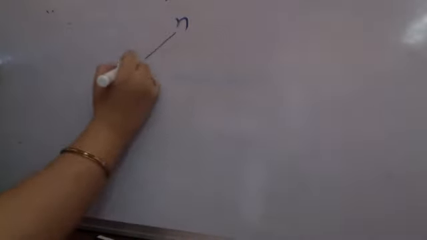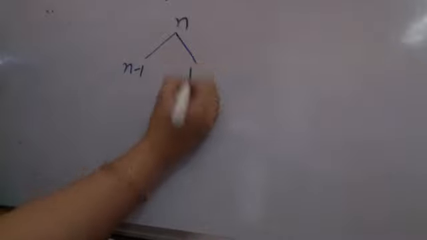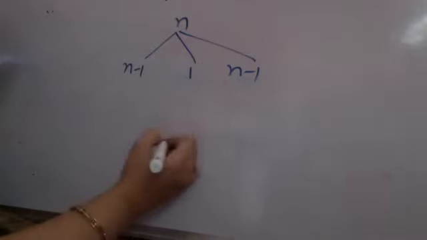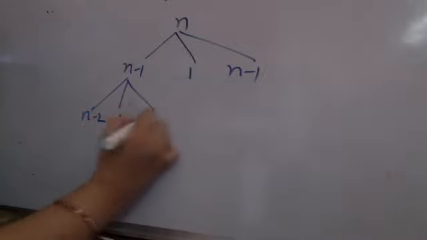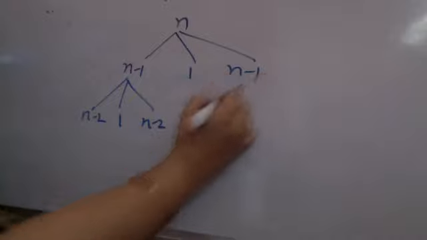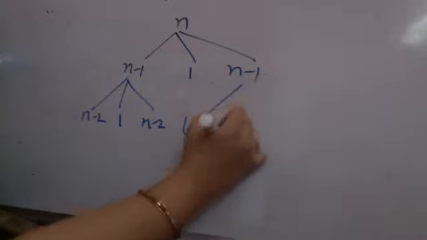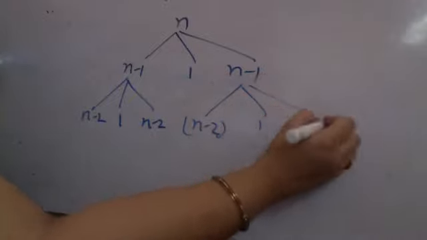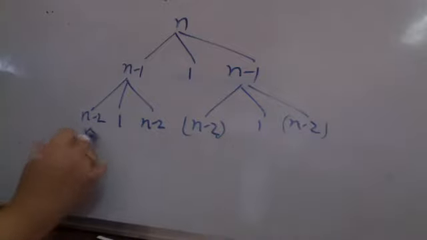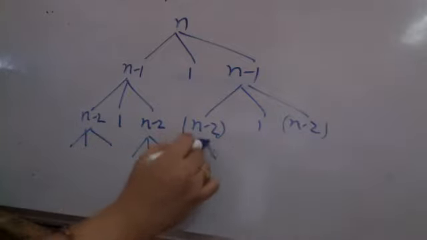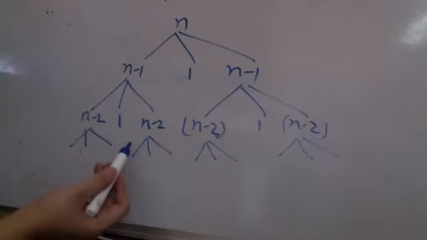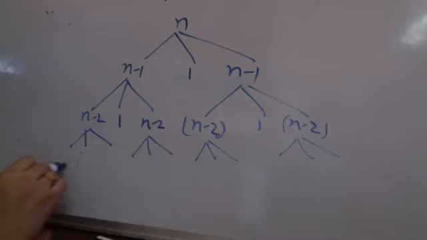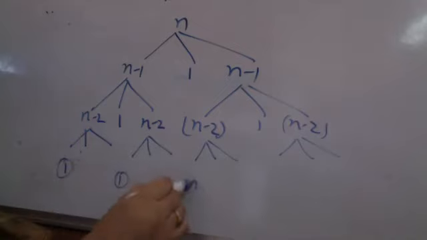If any problem is of size n, I am breaking the problem into size n-1, size 1, and size again n-1. I will again be breaking this problem into n-2, size 1, and size n-2. Again breaking the problem into size n-2, size 1, size n-2. Again break this problem, and so on. Till when? Till n-1 पे पहुंचेंगे, till we reach the 1 at every node.